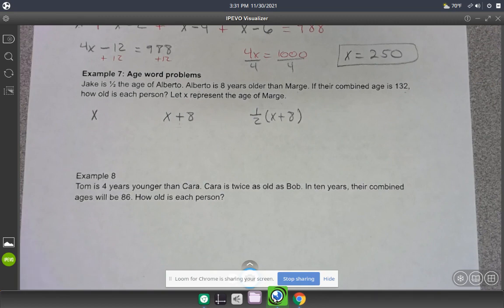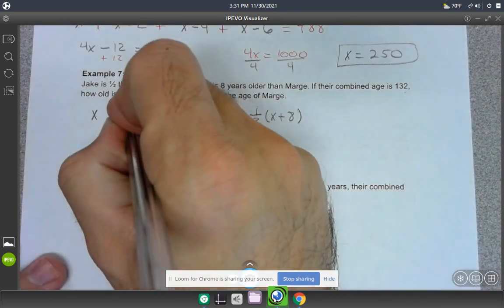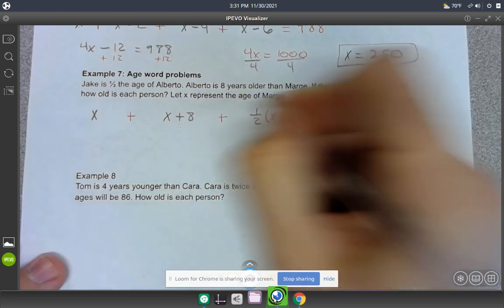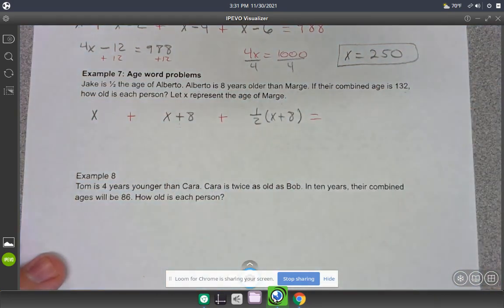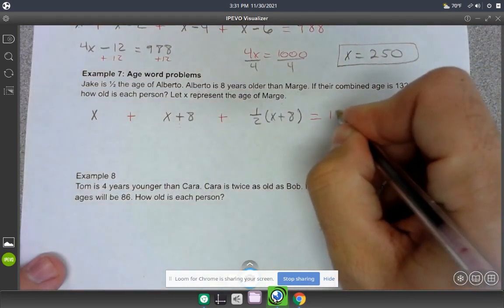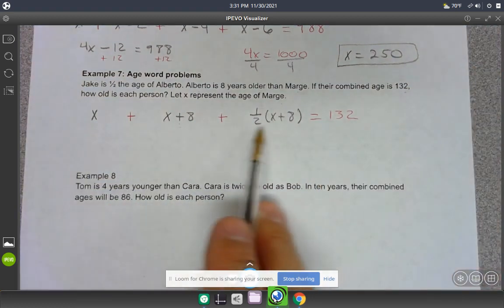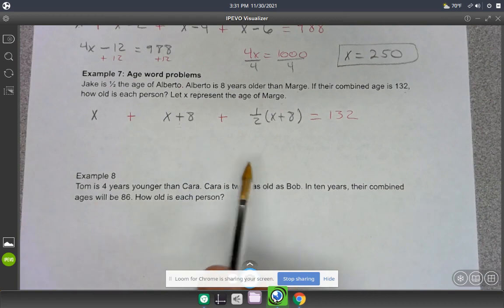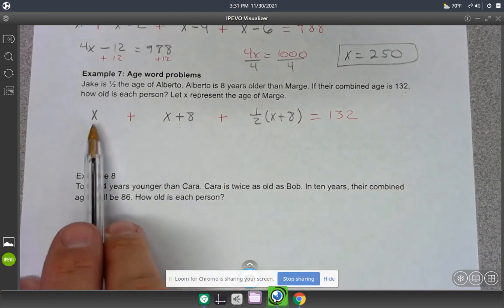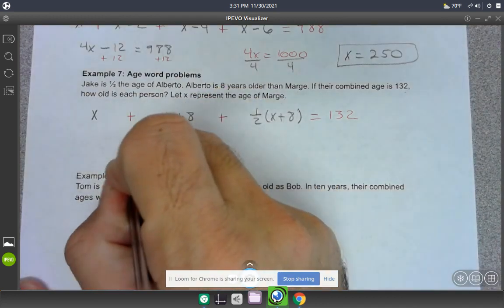Unfortunately, this is kind of a tough one to handle. Not too bad, I guess. It's just you end up with a little bit of a fraction action. All right, so all three of their ages are going to combine up to 132. That's the idea. Marge, Alberto, and Jake. So I can go ahead and put these two together. That's going to be 2x plus 8.